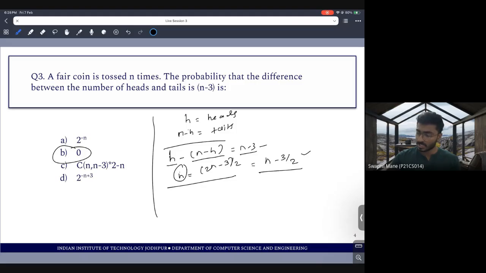Here h is equal to (2n minus 3) divided by 2. After resolving this further, we get (n minus 3) divided by 2, which is not explicitly an integer value. So don't confuse the n and h. That's why the probability for the difference is 0. Okay, let's move to another question.